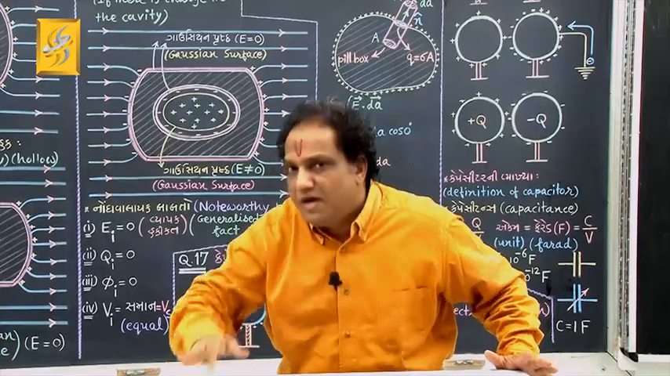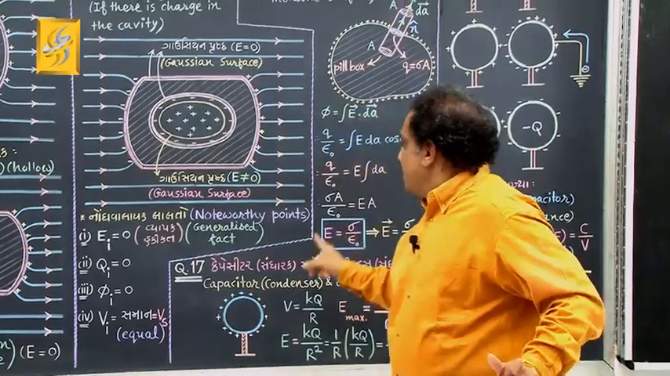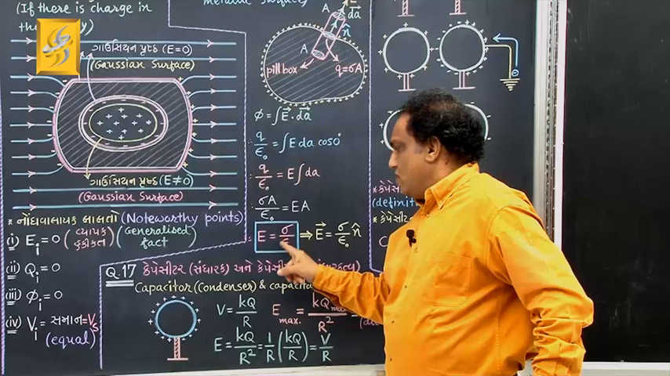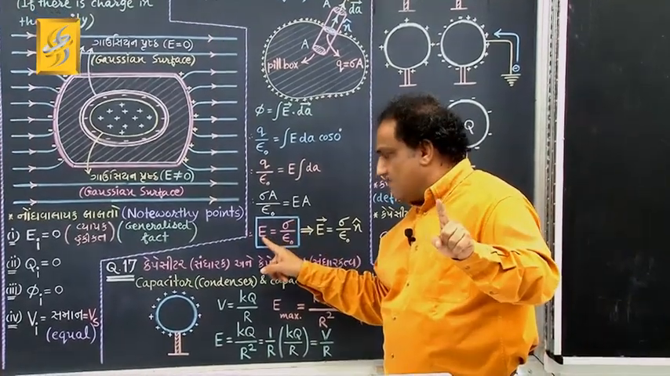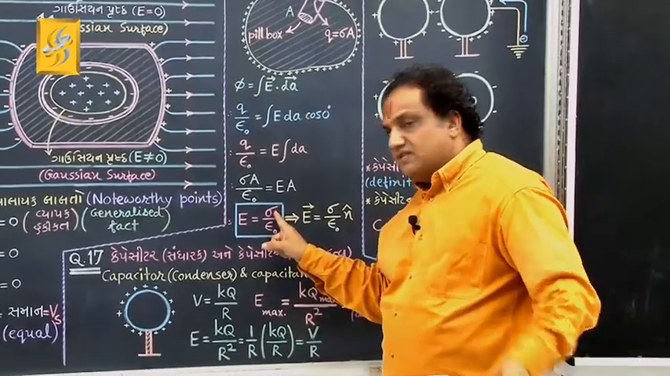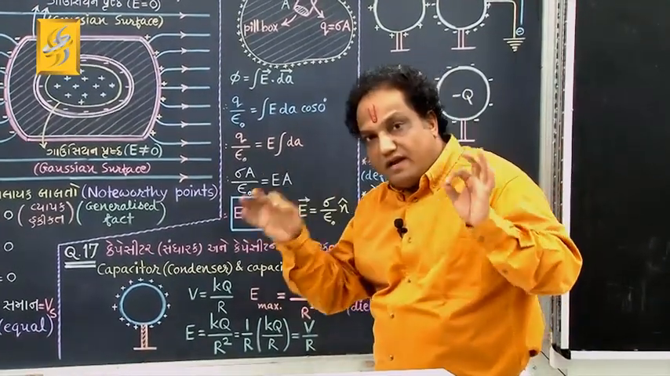Locally perpendicular. And as far as magnitude is concerned, the magnitude is sigma upon epsilon 0. So wherever surface charge density is more, the electric field will be more. If surface charge density is less, the electric field will be less.